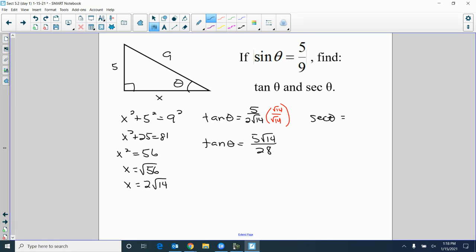All right, so secant of theta is hypotenuse over adjacent, which is 9 over 2 square root of 14. Same scenario. Multiply by radical 14 over radical 14. So I get 9 radical 14 over 28. So depending on what they ask, you might not need to find all 6.